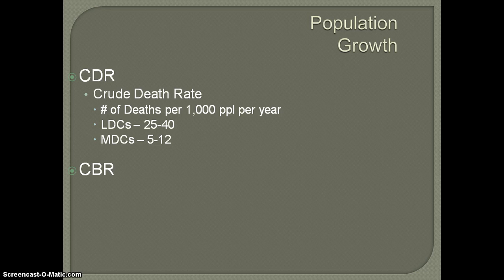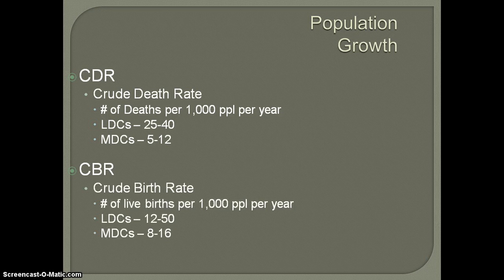And so depending on that number, we can probably tell whether or not it's a more developed country or less developed country. And then we have crude birth rate, and this is going to be looking at the number of live births per 1,000 people per year. Now, very similarly, in less developed countries, we tend to find higher numbers, and a lot of that has to do with the type of lifestyle that people are living in less developed countries.